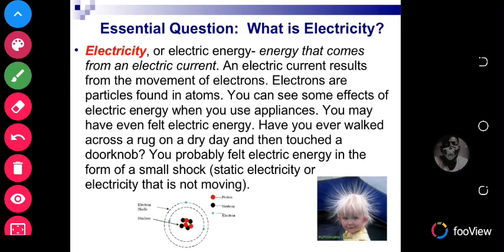Electrical energy. This is energy that comes from an electric current. It results from the movement of electrons. Electrons are particles found in atoms, and this is how an atom looks. So the electrons are the ones here, and electricity comes about because of the movement of these electrons. So electricity basically is the flow of electrons.